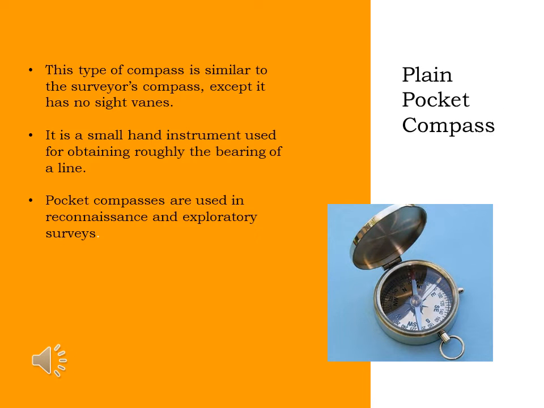Plain pocket compass. This type of compass is similar to the surveyor's compass, except it has no sight vanes. It is a small hand instrument used for obtaining roughly the bearing of a line. Pocket compasses are used in reconnaissance and exploratory surveys.